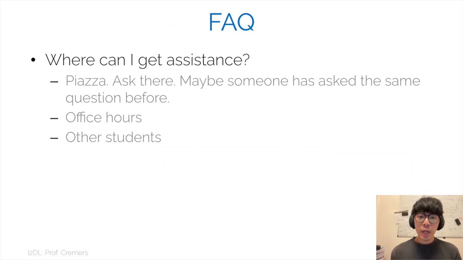So where can you get assistance? For TUM and LMU students, you can ask on Piazza and our tutors will answer your questions. But usually your question is not unique. Some other people may also encounter it, so maybe another student has already asked the same question. Try to check if the same question has already been asked online. You can also have some discussion or ask questions during the office hours of our tutors, or you can ask other students.